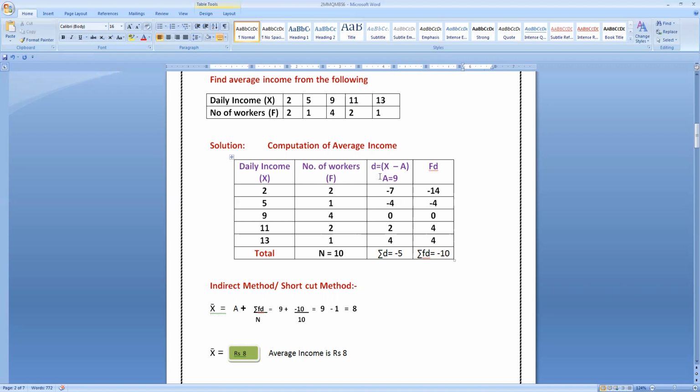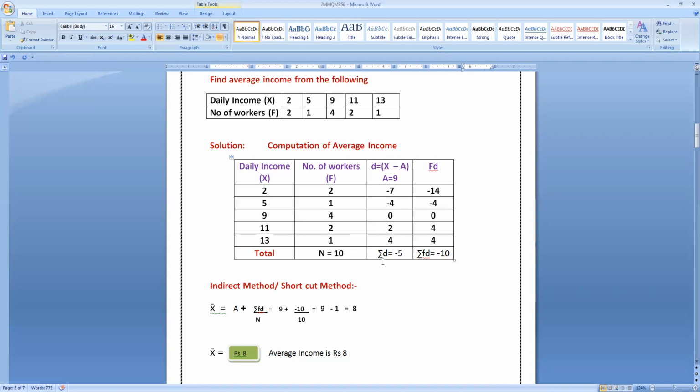How do we calculate D? D is x minus a, where x means variable and a means assumed value. Among the variables, any one number can be considered as the assumed value. Here we have taken a as 9. So 9 is considered the assumed mean. Now deducting: x is 2, a is 9, 2 minus 9 is minus 7; 5 minus 9 is minus 4; 9 minus 9 is 0; 11 minus 9 is 2; 13 minus 9 is 2.